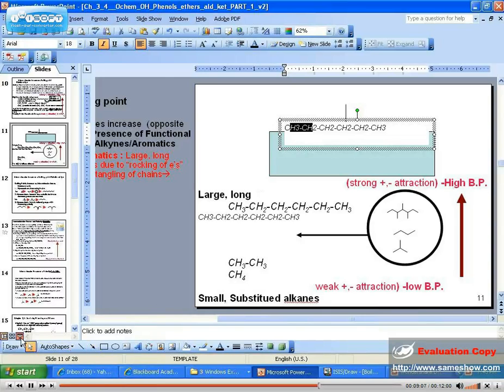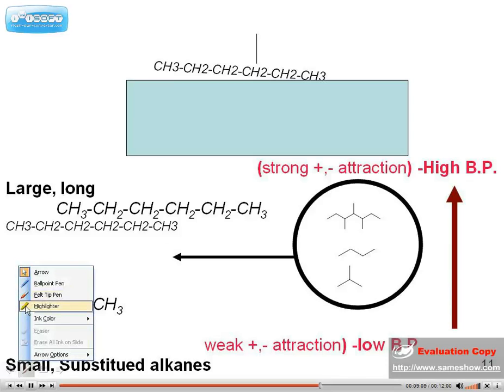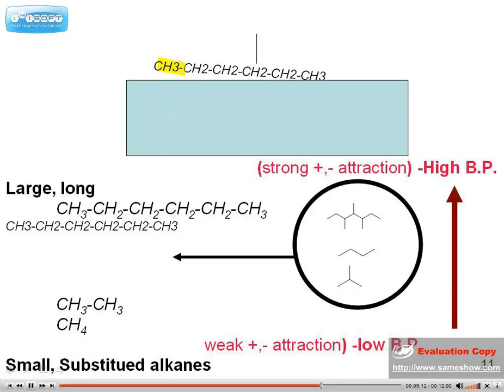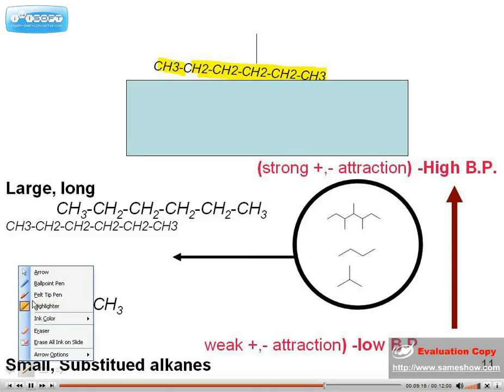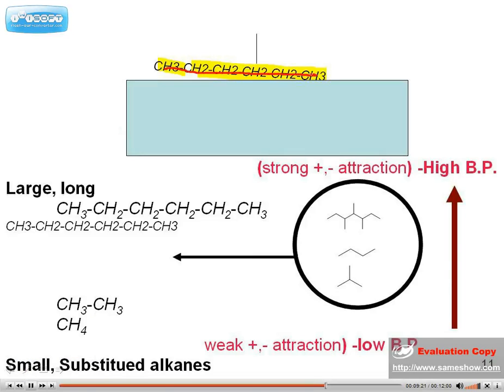In this case, I'll use a yellow pen. The more rocking there is, the more the electrons will rock backwards and forwards. Now I'll use a red pen. The longer the hydrocarbon, the more it'll rock backwards and forwards. The more it rocks backwards and forwards, the stronger the dipoles are. The stronger the positive and negative dipoles on each of the sides of the hydrocarbons are going to be, and therefore the higher the intermolecular force.